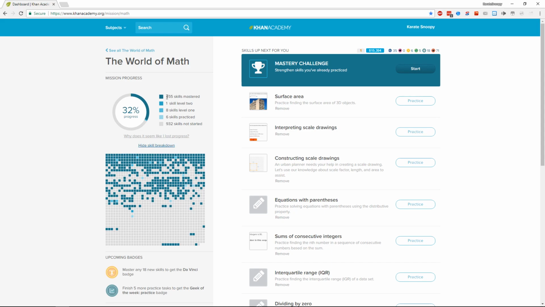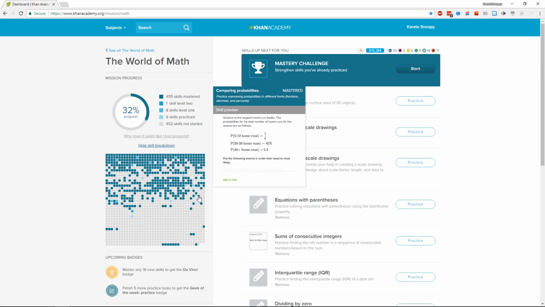We're up to 455 skills, 932 left. I did notice that the total number of skills has gone up by like 8 or 10 since I started. So they continue to add skills as time goes on. I don't think they add them that fast, though, so I'm sure if I keep going, I'll be able to catch up. There's only so many things you can teach in math, huh? Well, that's probably not true. They probably teach a lot more advanced stuff, but anyway.